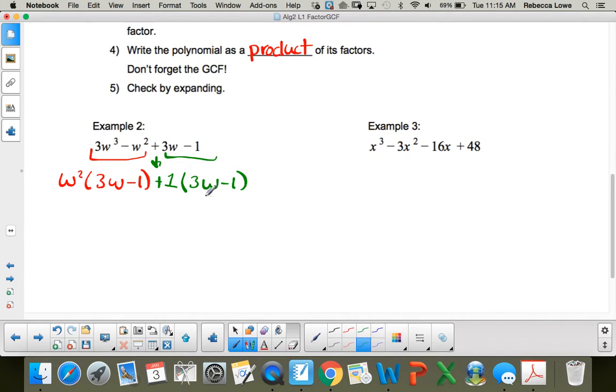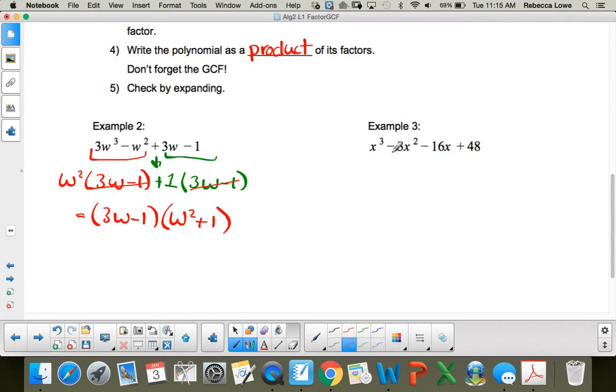Notice 3w minus 1, 3w minus 1. If these were different, it's either not factorable or I've made a mistake. These are supposed to be the same. And because they're the same, you can factor it out to 3w minus 1. And then the remaining factor would be w squared plus 1. So you're pulling out a 3w minus 1. When you pull that out, you're left with w squared plus 1 for the second one. And there it is, factored.